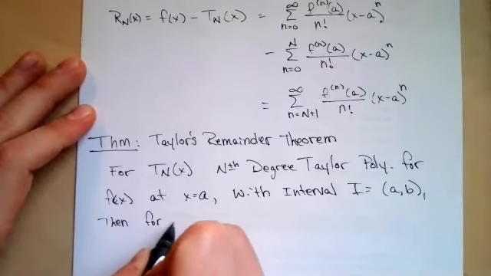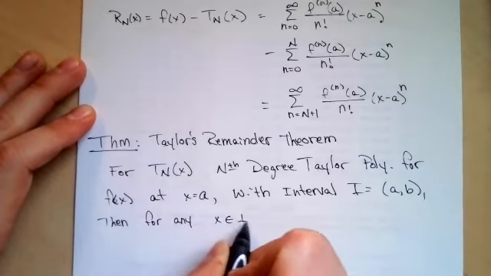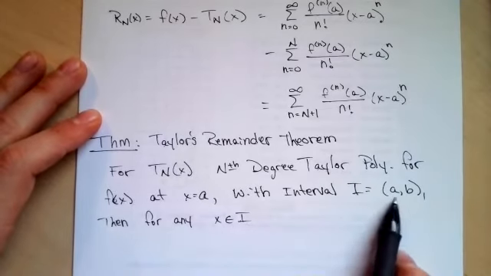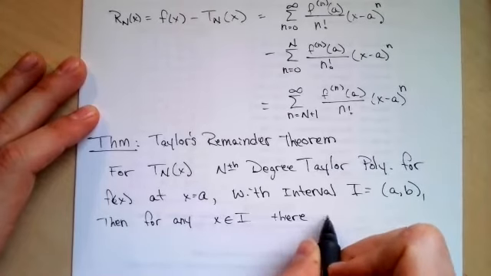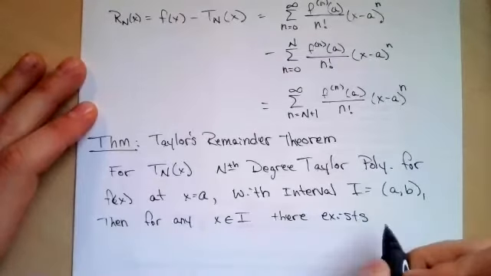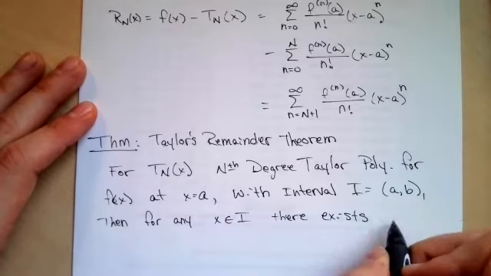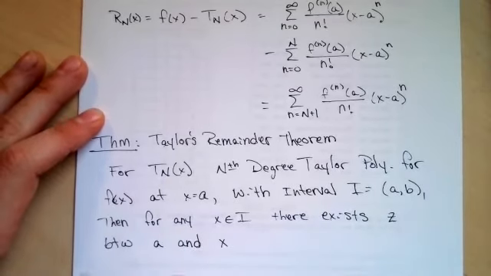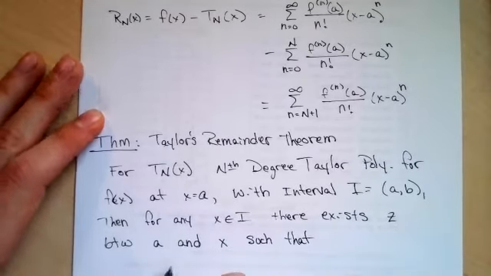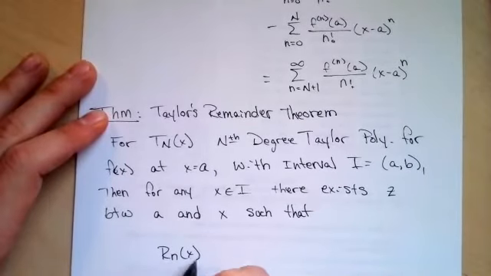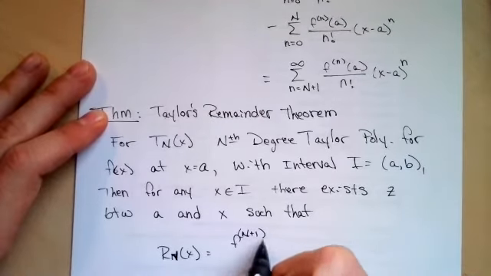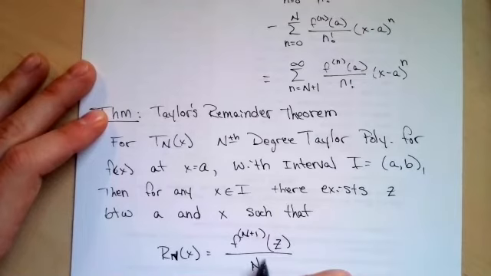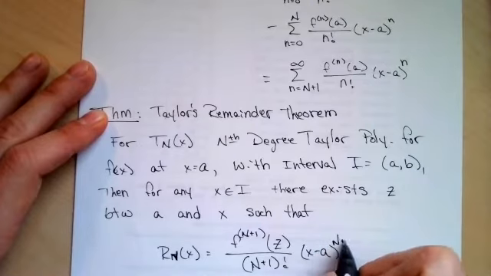Then for any x in that interval, so that x element of I just means we have an x value between a and b, there exists a special x value, which we're actually going to call z, between the center and this x value, such that the remainder is equal to, and let's use capital N, excuse me, is equal to this guy.